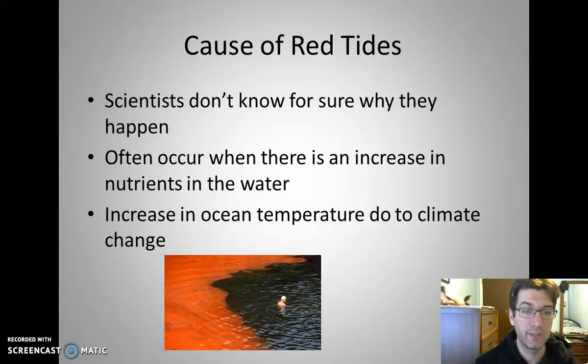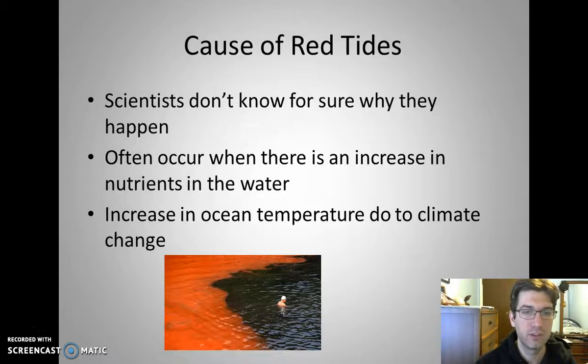What causes red tides is not necessarily clear to everybody. When they do happen, for the most part at least, we do notice an increase in nutrients in the water. These nutrients are nitrates and phosphates, so chemicals that have a lot of nitrogen in them and chemicals that have a lot of phosphorus in them. They tend to bloom because the algae thrives off of those chemicals. So when we get a lot of nutrients in the water, we tend to get algal blooms.